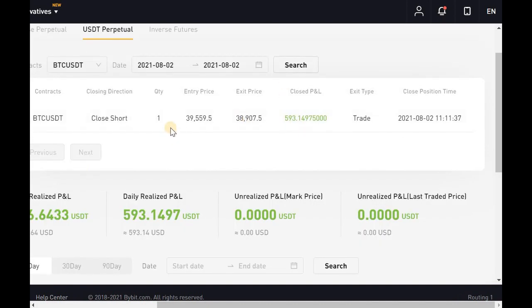Now this is my trade history. As you can see, for BTC USDT, I traded 1 Bitcoin. My entry price was around 39,559.5. As you can see, my exit price was 38,907.5, and this was my realized profit, understand? Now this profit is minus the fees it took me to open the position. So I paid fees, that's why the profit is a little bit less. So as you can see, this is my realized profit of 593. You can see the timestamps right here. This is the 2nd of August. I opened the position today and the take profit was executed today. So this was the amount I made in this trade.